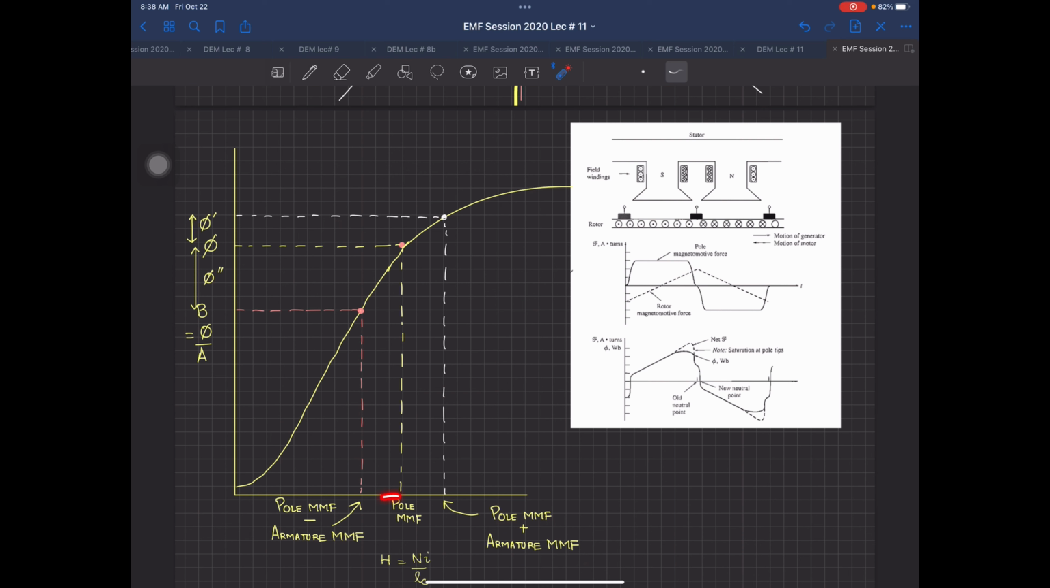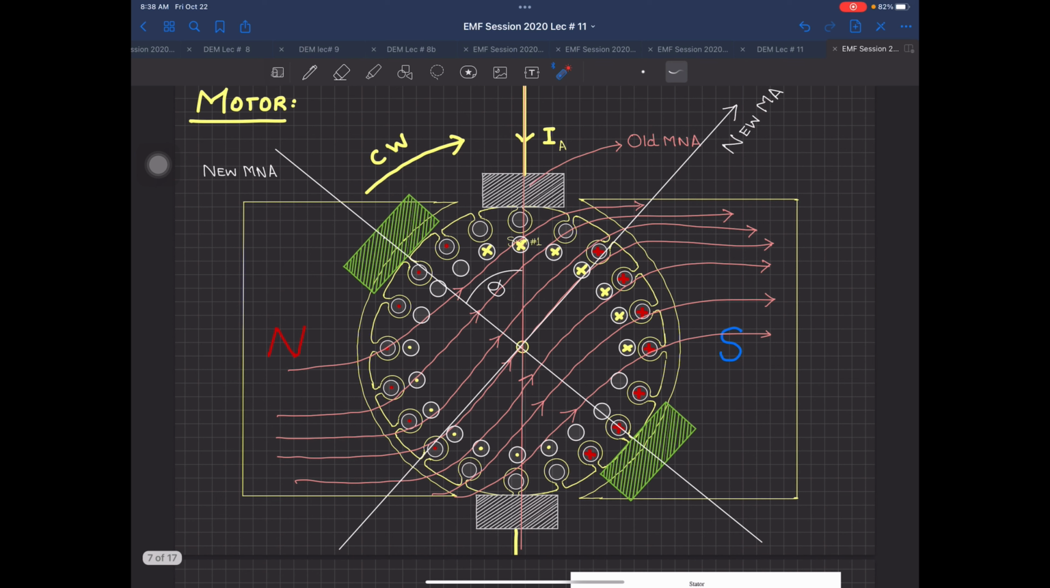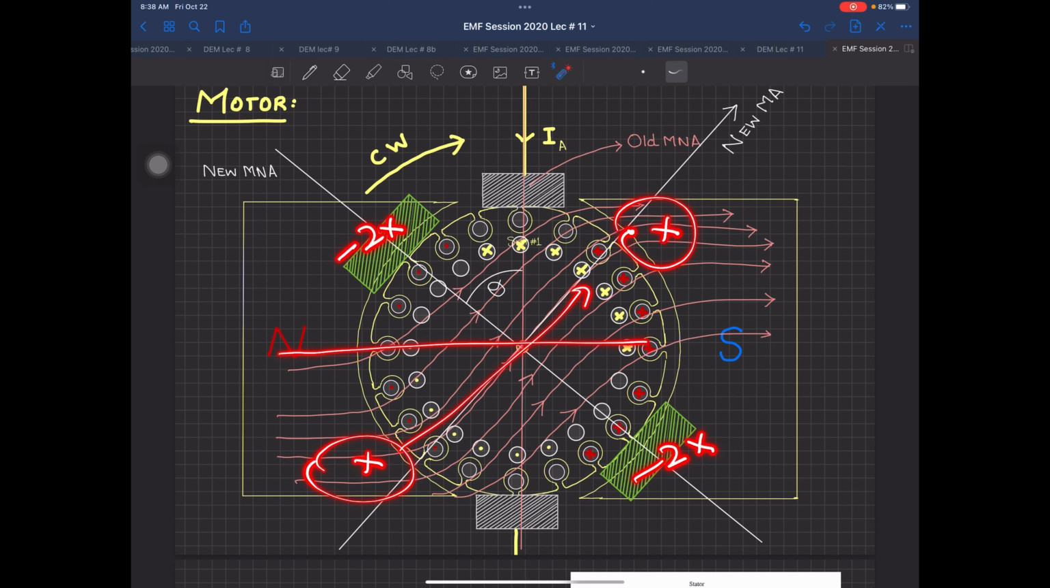But on the other side, when there is a decrease in MMF, which means pole MMF minus armature MMF, this decrease you can see is extraordinarily large. What I mean by this is that this distance is very small. Supposedly this is x, this is 2x. If I go back to this diagram, in this area and this area the MMF is increased by x, but in this area the MMF or the flux is decreased by 2x. So the net flux of your machine is decreased. I am again repeating.